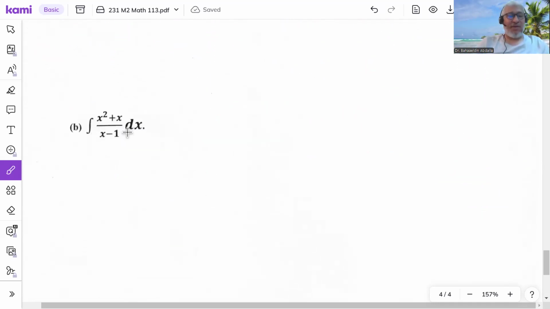Finally, find this integral. Well, the degree of the polynomial in the numerator is 2, in the denominator is 1. Whenever you have something like this, you need to use long division. So you start by dividing x squared by x. When you divide x squared by x, you subtract the powers, it would be x to the power 1. So I have x. Now multiply x times x minus 1. So x times x is x squared, and x times minus 1 is negative x.